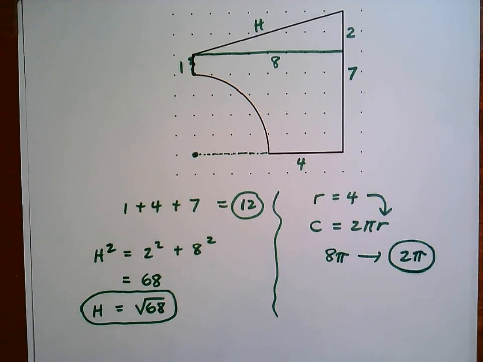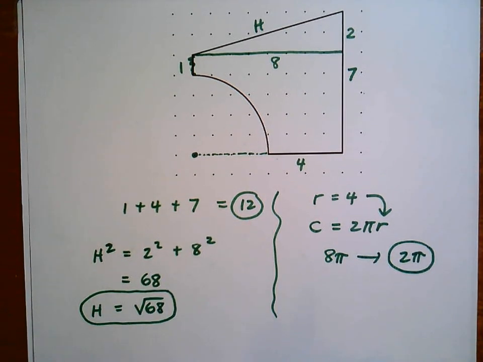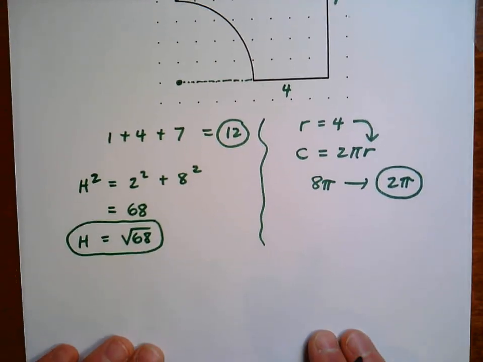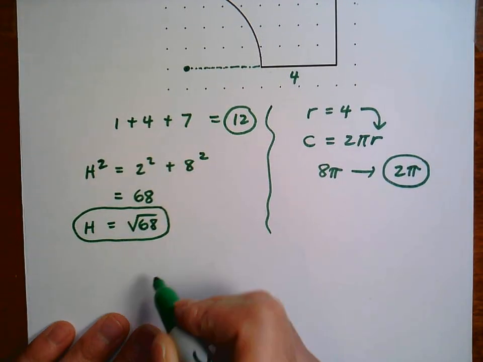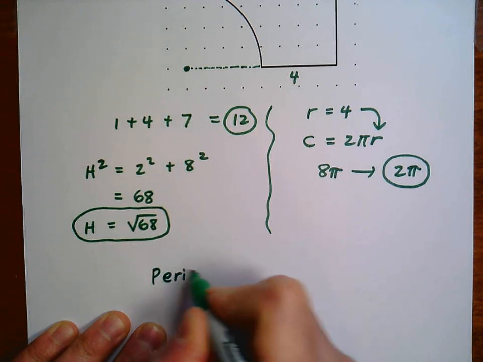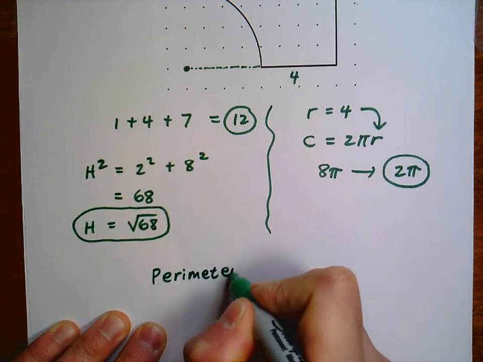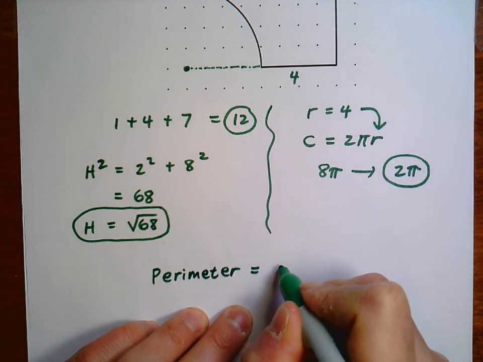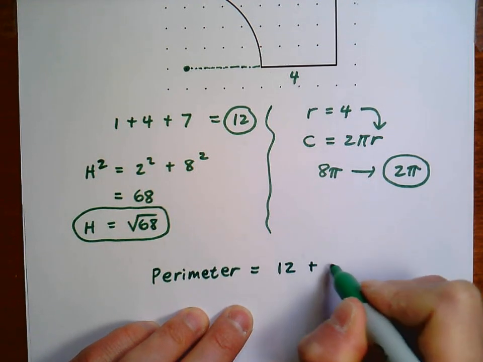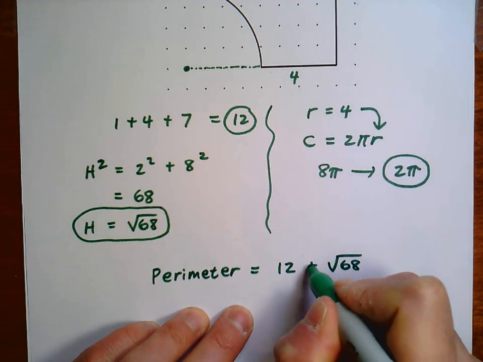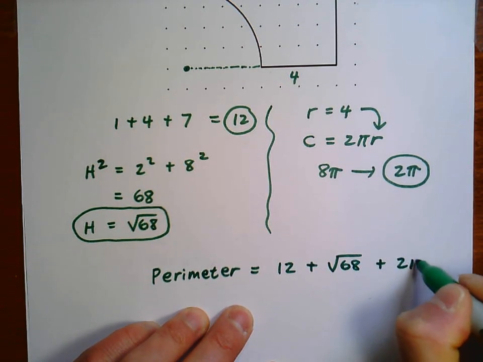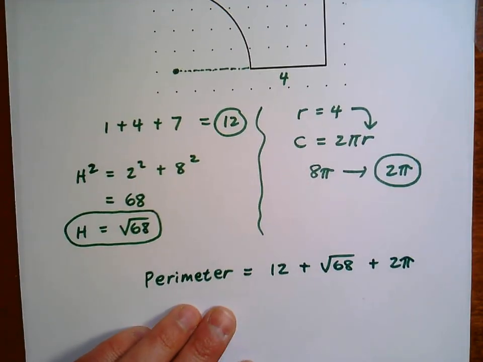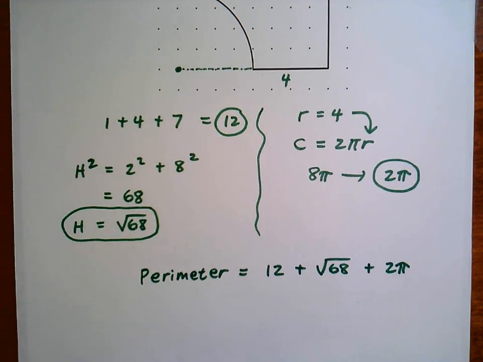So now we have gone all the way around the figure, and the perimeter will be the sum of these three, and that will be your answer. So let's just jot that down. So perimeter here, or the distance around. It doesn't matter the order in which you write these. So 12 plus square root 68 plus 2 pi. So that looks good for the distance around.